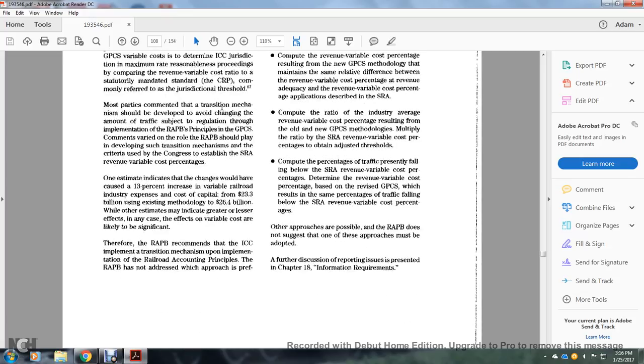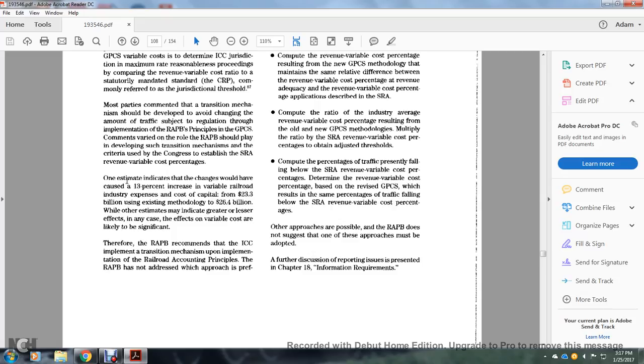Most of the parties commented that a transitional mechanism should be developed to avoid change in the amount of traffic subject to regulation upon implementation of the Railroad Accounting Principles Board's general purpose costing system. Comments varied on the role the Board should play in developing such a transition mechanism, with the criteria of use by Congress and establishing the Staggers Rail Act revenue-variable cost percentages.